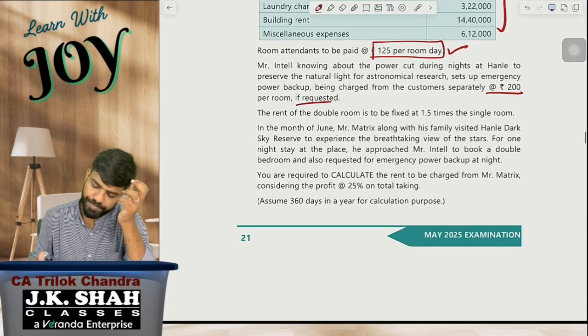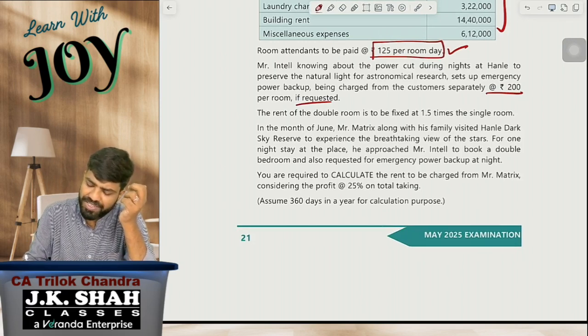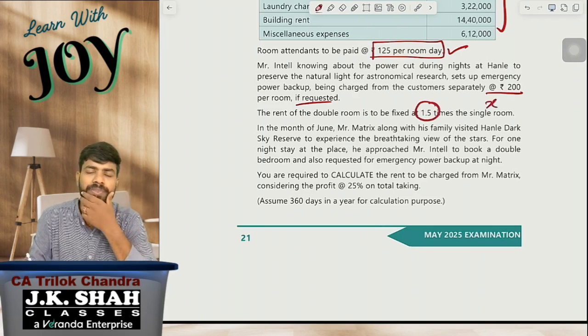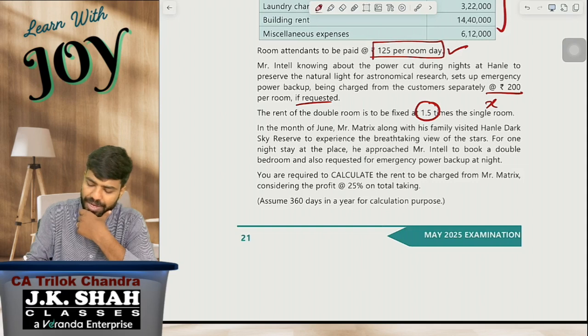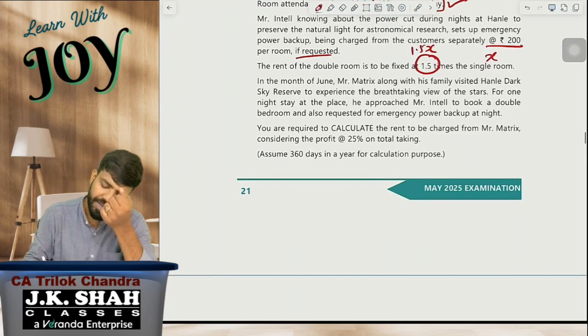Okay, now next. The rent of the double room is to be fixed at 1.5 times the single room. Suppose single room rent is X, then double room rent is 1.5X. That's it. Okay, next. In the month of June, they are speaking about the month of June.